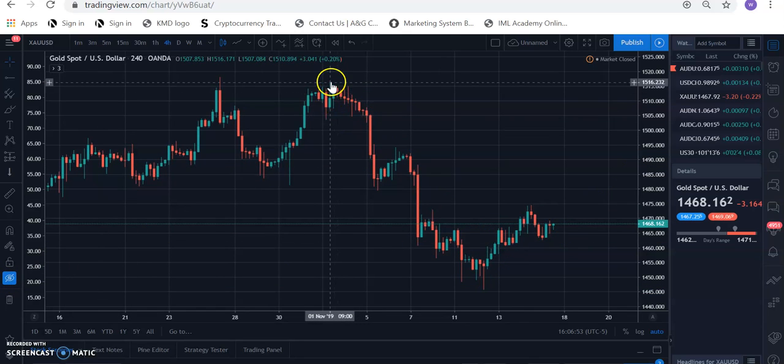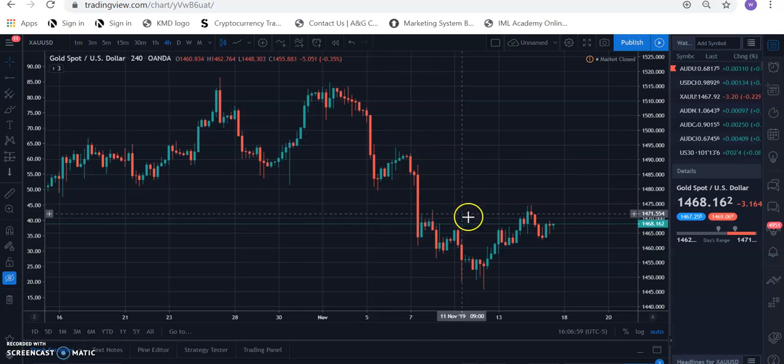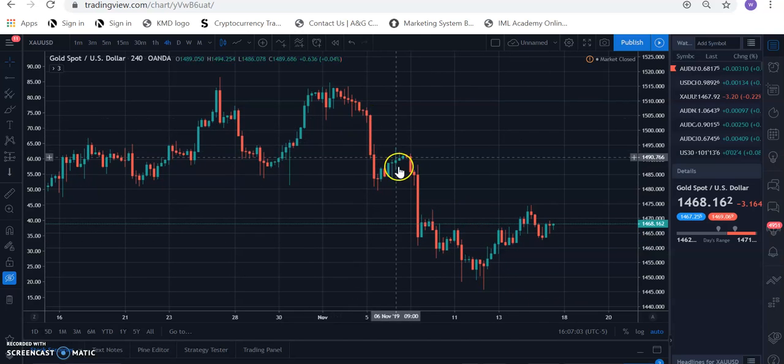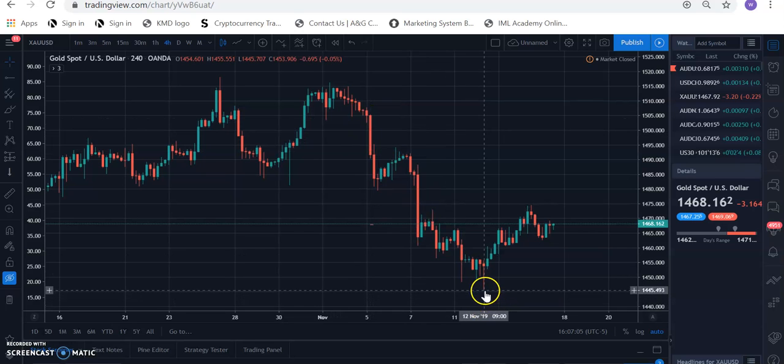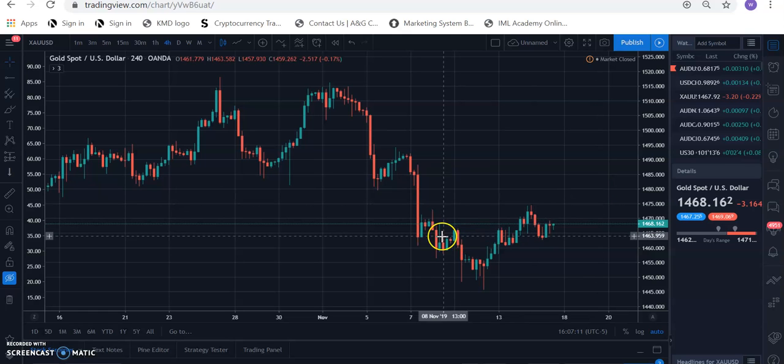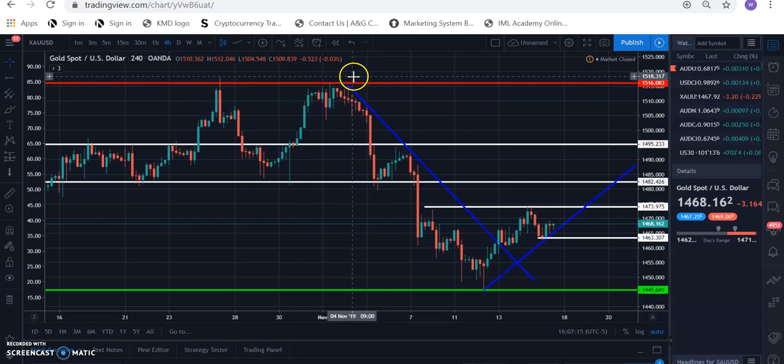Trend line, I would make from the top over here, I would make my trend line right here. So that's a downtrend. And from the bottom here, I would create my trend line. So it tells me that it's going up, okay? So let's bring it back. Trend line from here, going down.